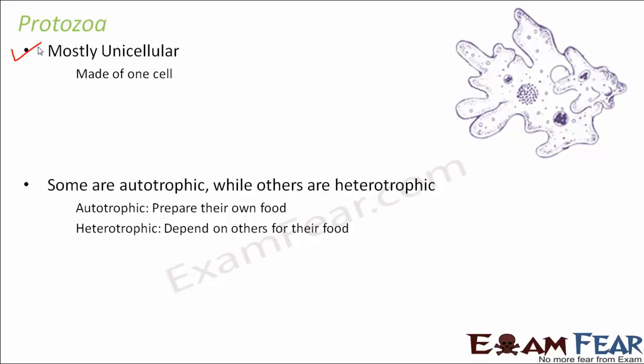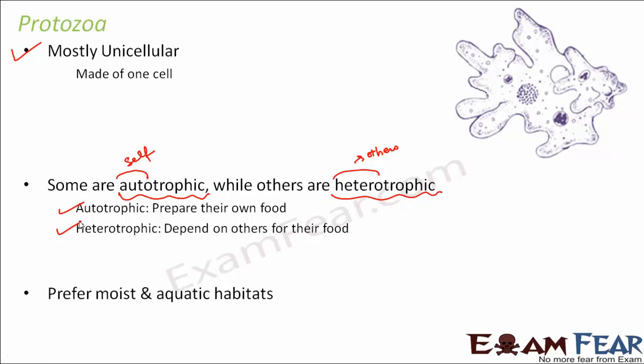Some of them are autotrophic while others are heterotrophic. So I already mentioned what is autotrophic and what is heterotrophic. The word hetero means others and the word auto means self. So the autotrophic, they will prepare their own food. So they are self-dependent. Heterotrophic, they will depend on others for their food. Now some of them will be autotrophic while some will be heterotrophic. If you talk about where they live, they prefer moist and aquatic habitats.